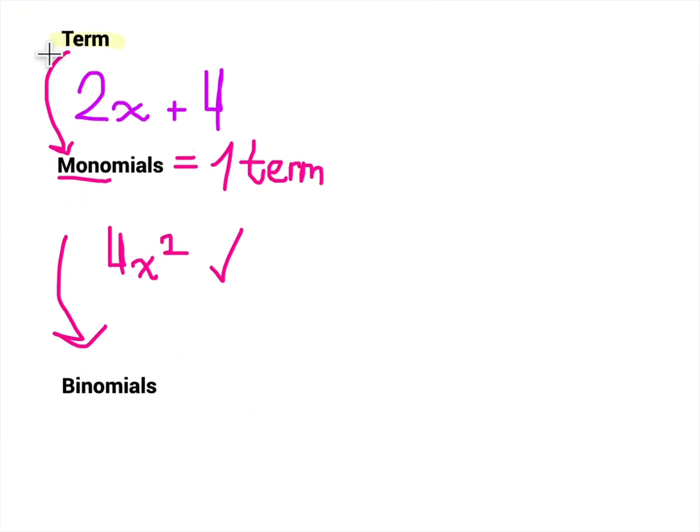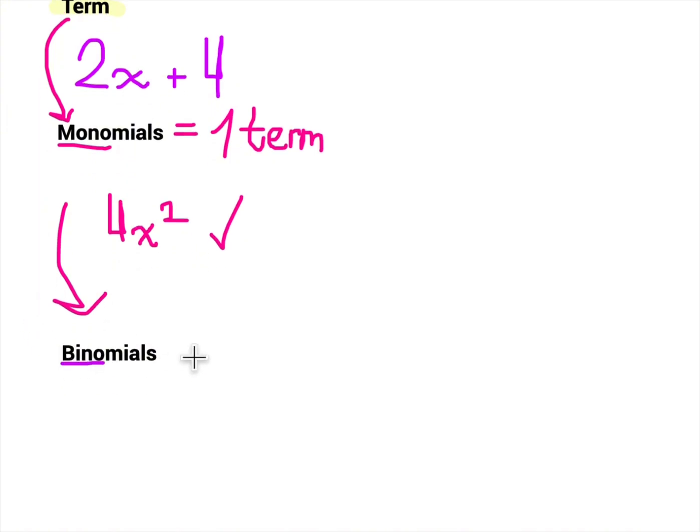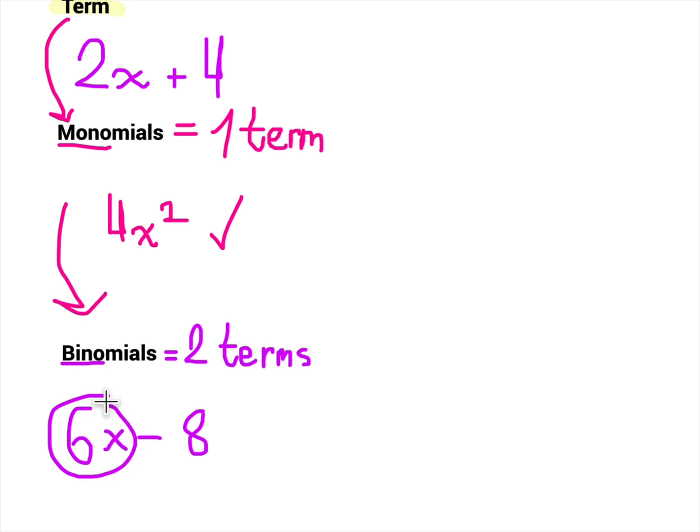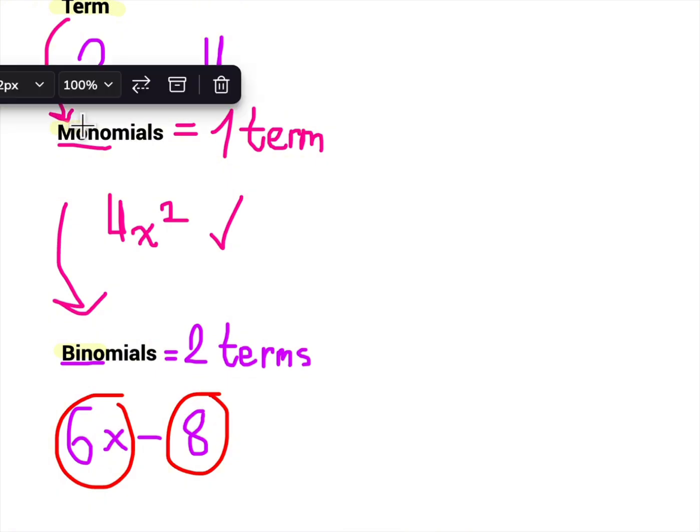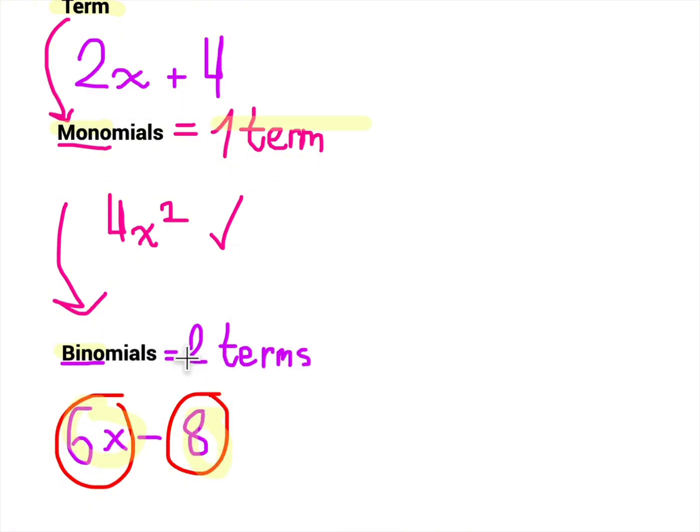So applying the same knowledge of a term, we are going to learn what a binomial is. So looking at the prefix bi, you can understand that there are two terms. And unlike a monomial, these terms are separated by an operation sign. So for example, let me write 6x minus 8. That is a binomial since there are two terms where 6x can be our first term and 8 is our second term, which is being separated by our subtraction sign.